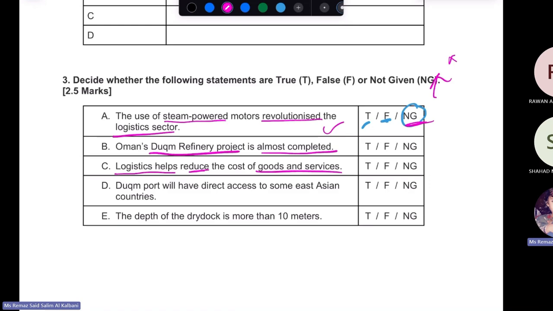Duqm Port will have direct access to some East Asian countries. Okay. Access. These are the keywords. Will as a keyword. It might not be the same there. You should check. This one is important. Okay. The last one is the depth of dry docks is more than 10 meters. Depth. These are the keywords. Okay.